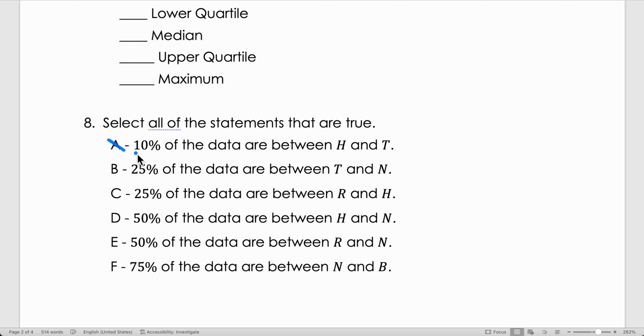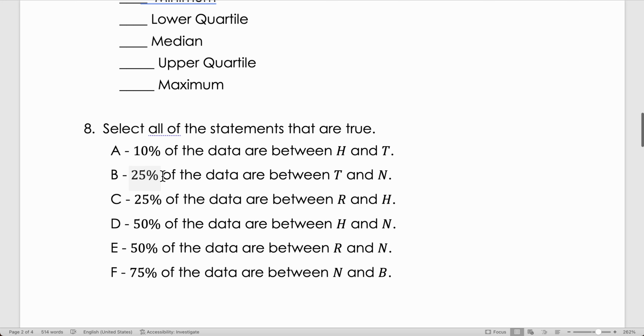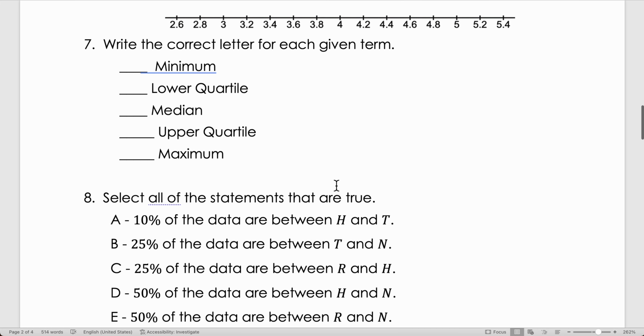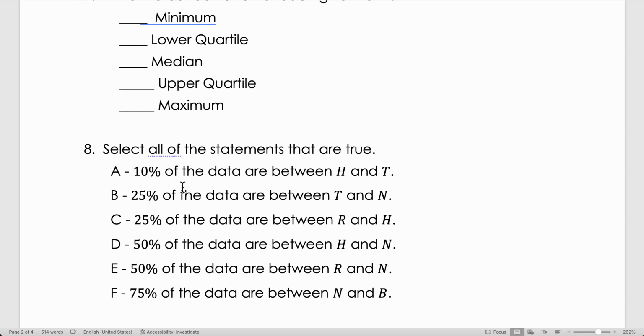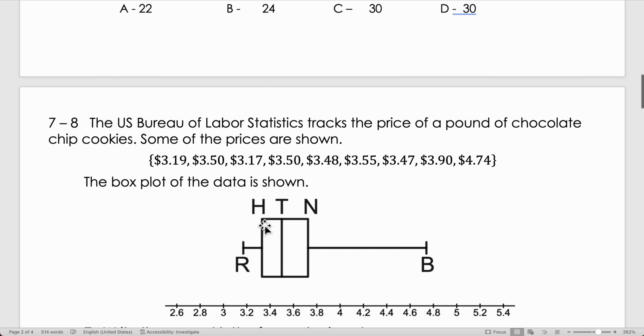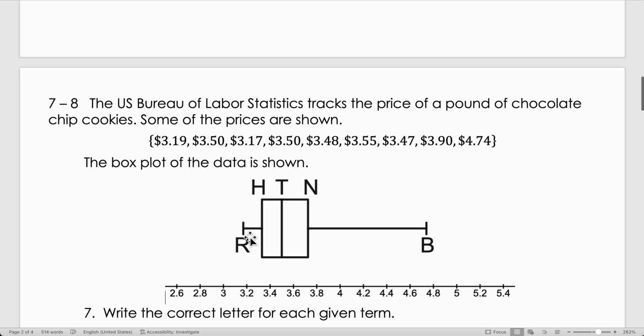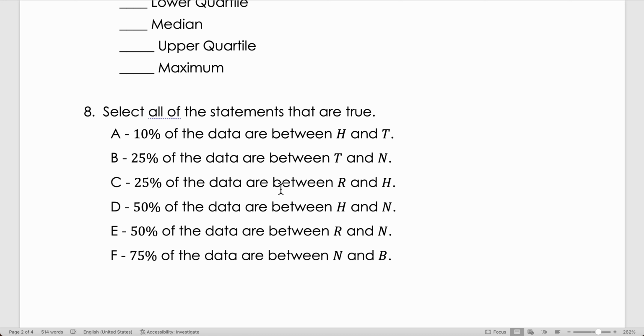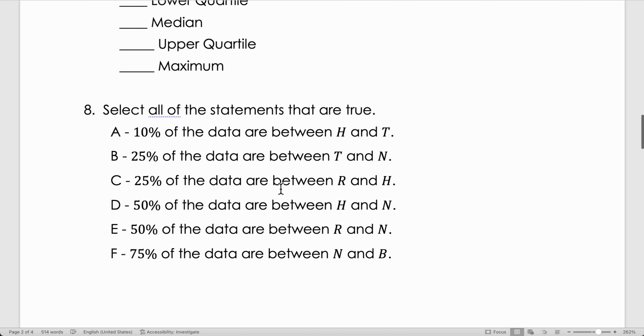Let's look at the other ones though. It gets a little bit trickier here. And let's see. B, 25% of the data, a quarter of the data, are between T and N. That's only one section, that's a quarter, so that one's going to be true. C, 25% of the data are between R and H. R and H, that's only one section, so that is true as well.